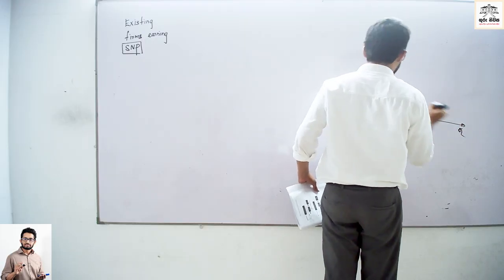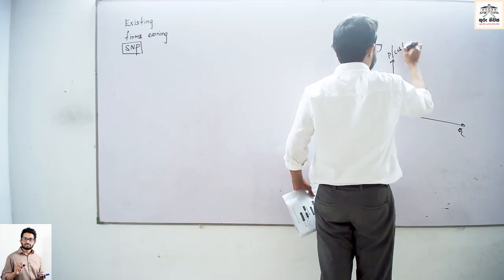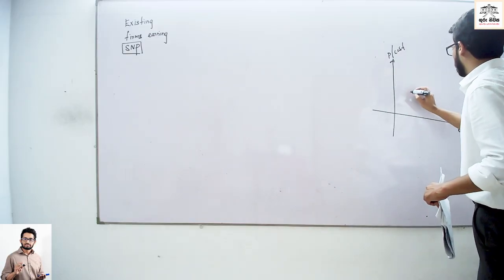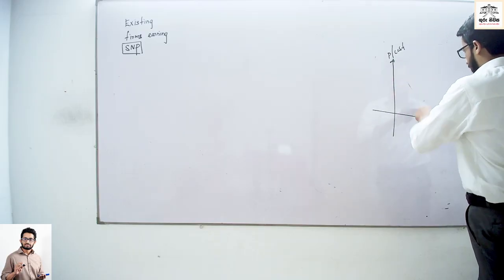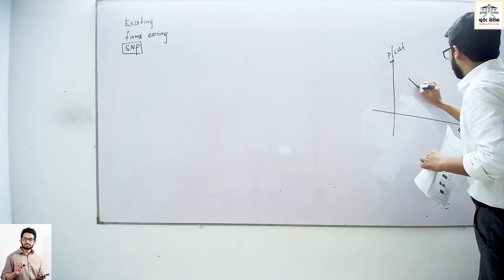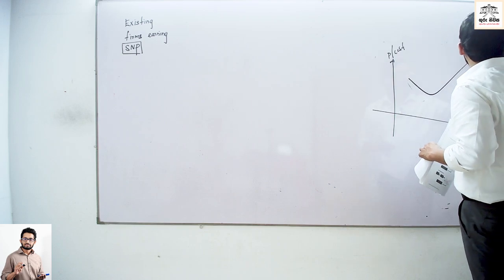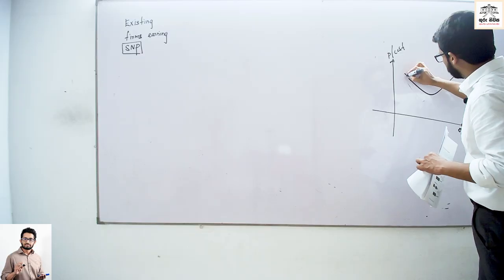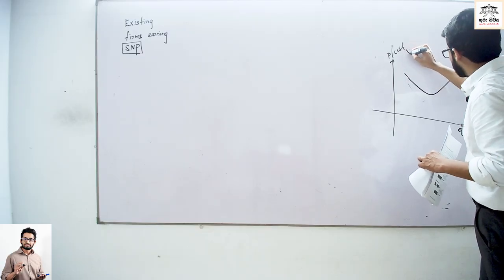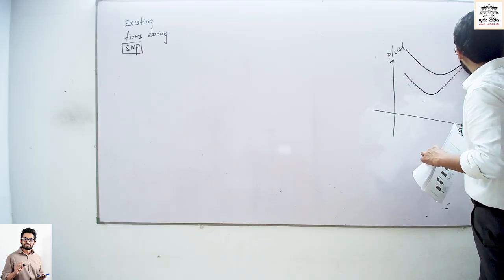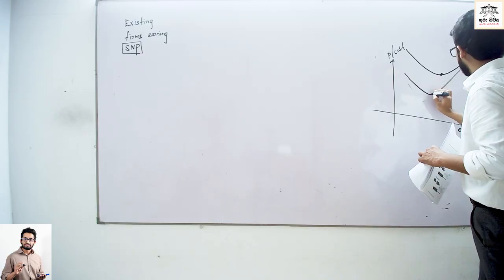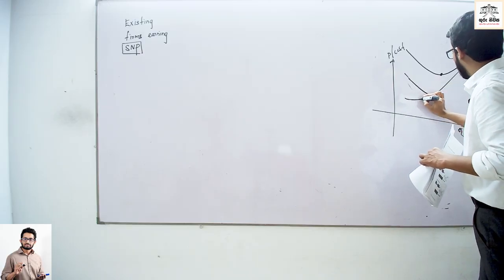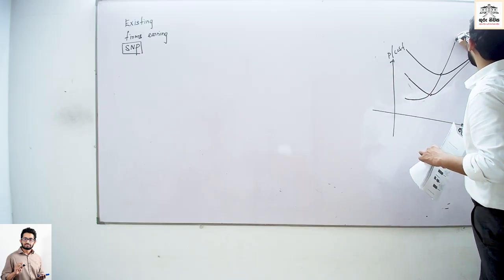Price, quantity, or cost. Supernormal profit. This is average variable cost. This is average total cost. This is marginal cost.